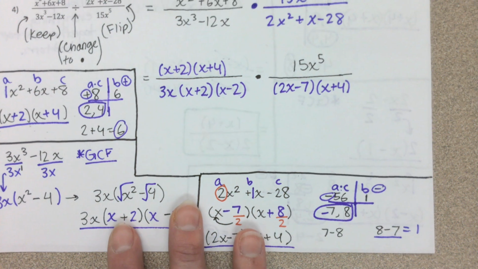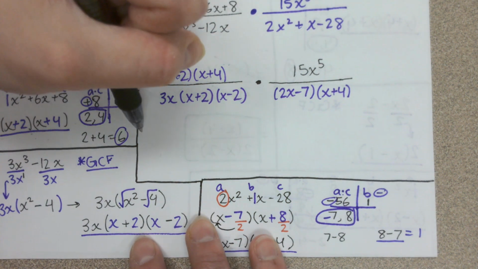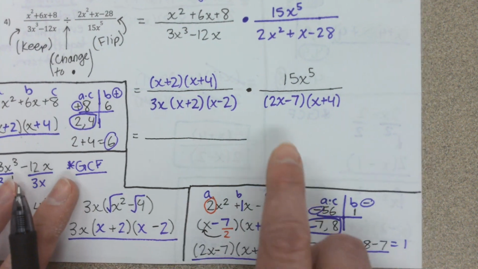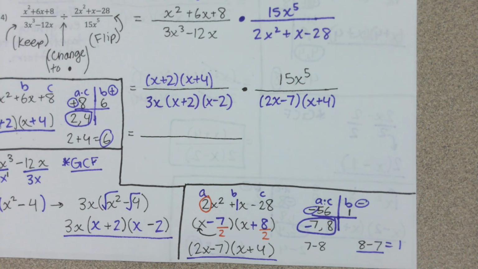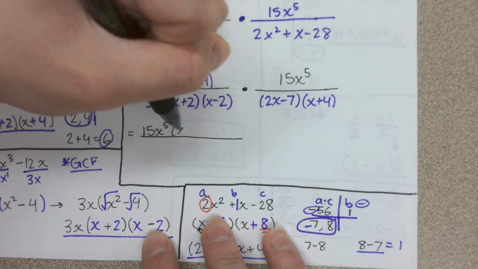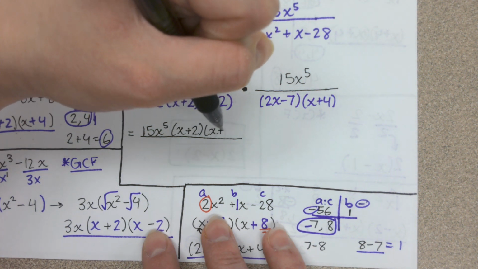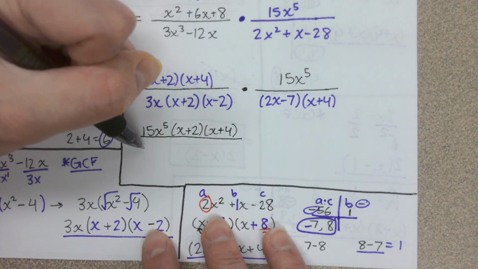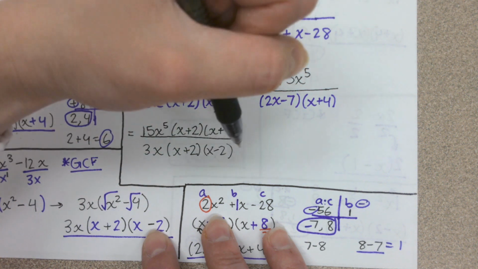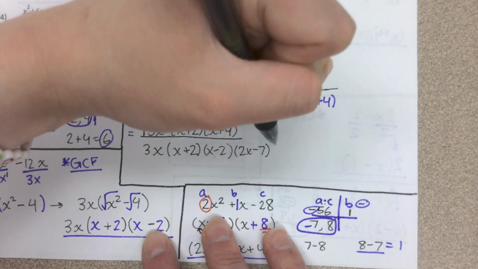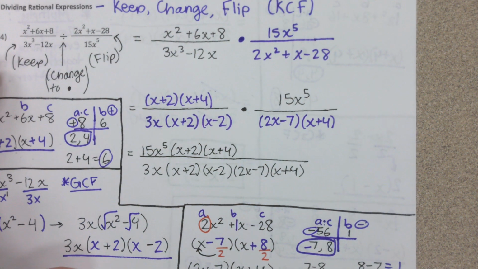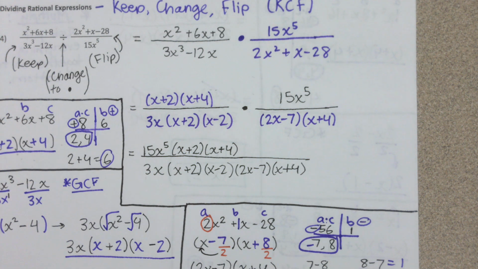Now we multiply, as in put it together into one fraction. The monomial 15x to the 5th actually needs to go in front, so I'll write that first. 15x to the 5th times x plus 2, x plus 4, over 3x needs to go in front. X plus 2, x minus 2, 2x minus 7, x plus 4. And we're going to cancel.